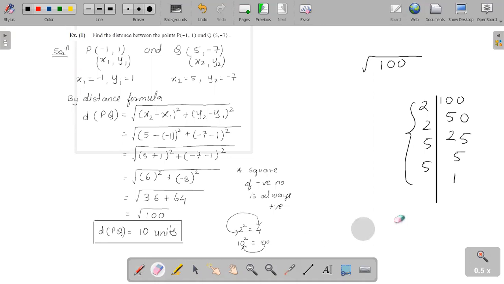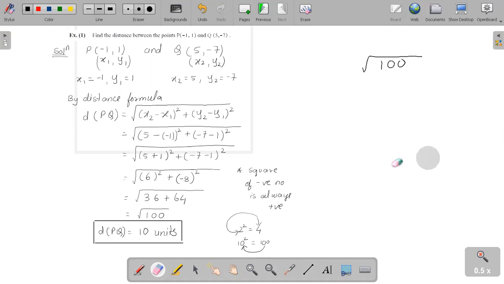So I'll show you this method and then we'll go for the exercise sums. So first what you do is you write here 100. You see the smallest number that is divisible by 100. That means the smallest number with which you can divide 100. So the smallest possible number is 2. If you divide 100 by 2, what will be your answer? 50. So that's why I write here 50.